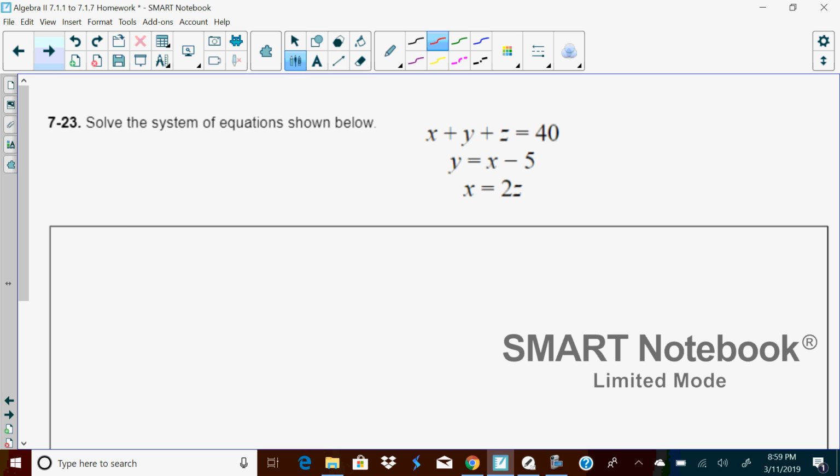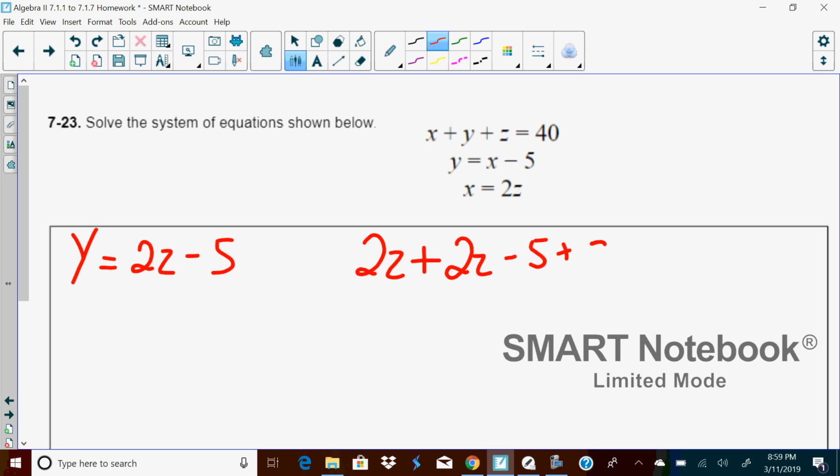Problem 23, 7-23, solve the system. So I know x is 2z. So right away I can plug it in for y. So y is going to equal 2z minus 5. So then I can plug everything into the first equation. So I get 2z plus 2z minus 5 plus z equals 40. So I get 4z, 5z minus 5 equals 40.